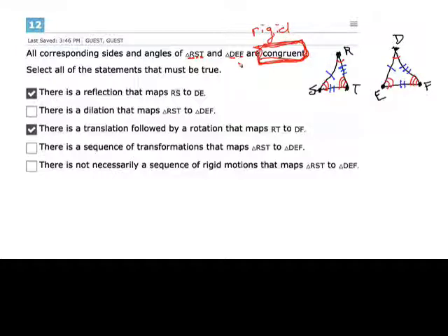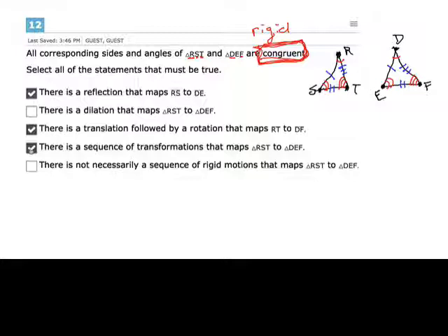Rigid meaning it doesn't change the shape and it doesn't change the size. Everything else will map it onto itself as long as the sides are congruent. There's a sequence of transformations that maps RST to DEF. And there is. Transformations could be rotations, could be a whole bunch of things. Doesn't have to be resizing.